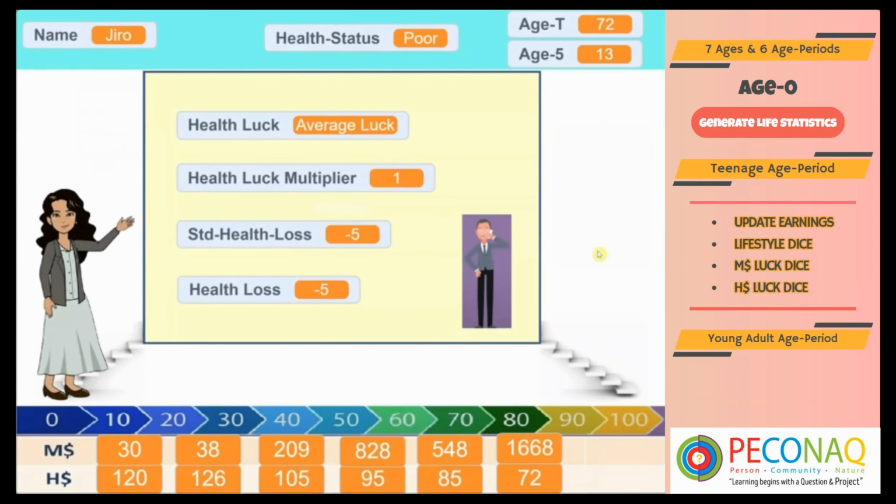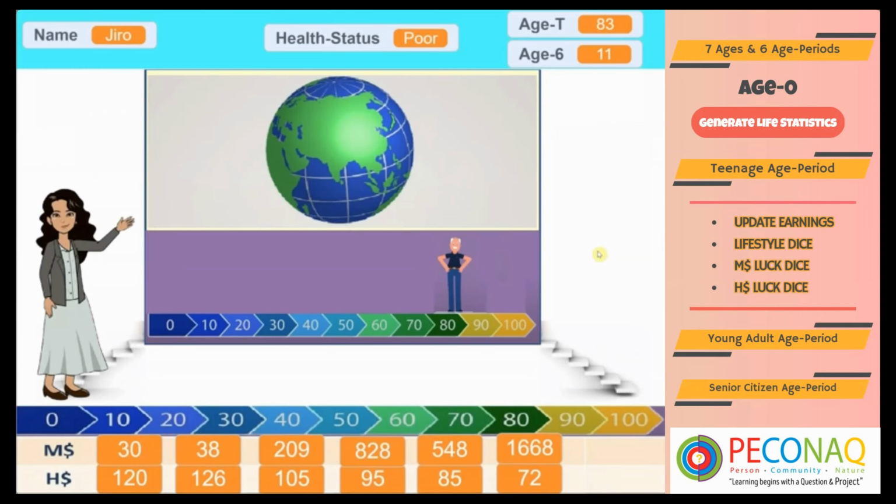Jiro, you will now transition to your twilight years in the senior citizen age period. Last scene of all that ends this strange, eventful history is second childishness and mere oblivion. Sans teeth, sans eyes, sans taste, sans everything.